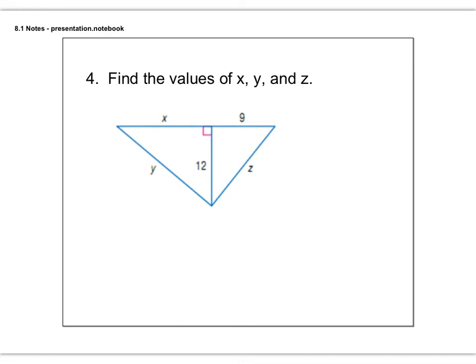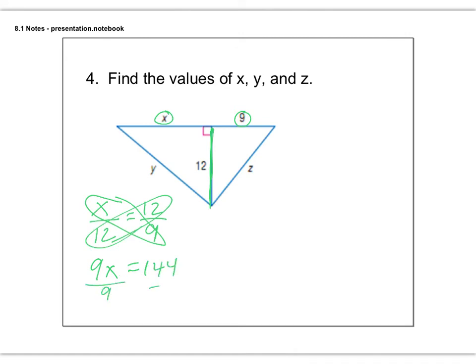Okay, let's try this one. Here you can see the altitude is 12. This is the number we have to use twice. 12 will be the geometric mean between the two parts of the hypotenuse. So we set it up like this. X over 12 equals 12 over 9. So it's not always the X that gets used twice. It's the altitude that gets used twice. When you cross multiply, you get 9x equals 144. Divide by 9. X is 16.